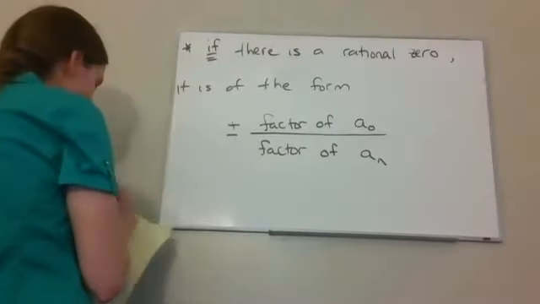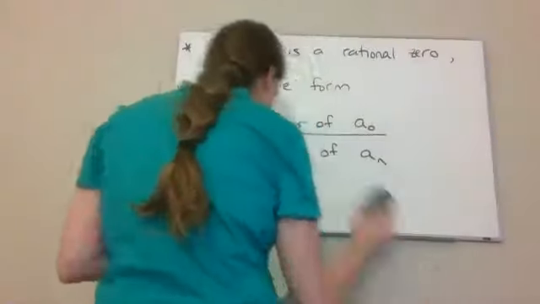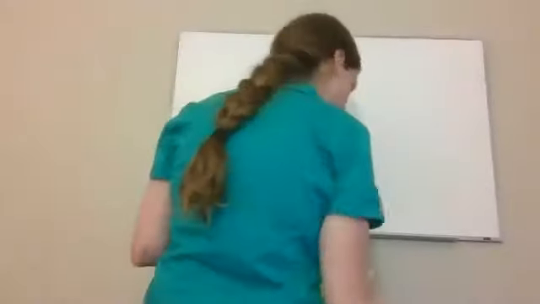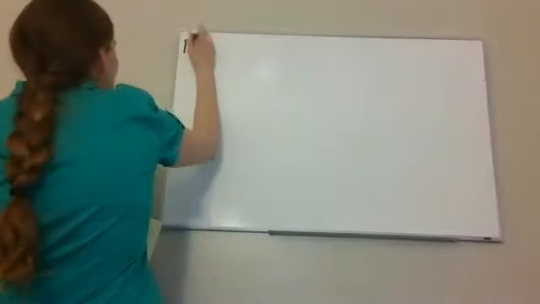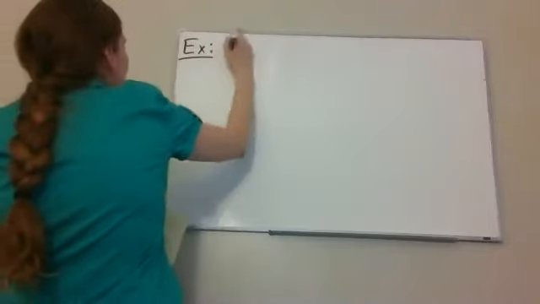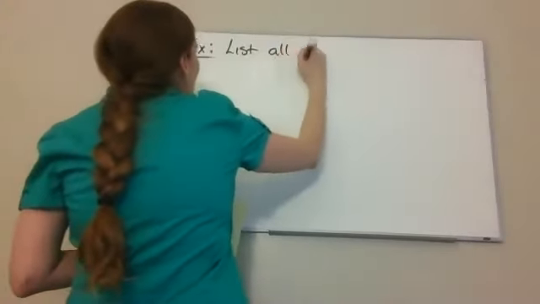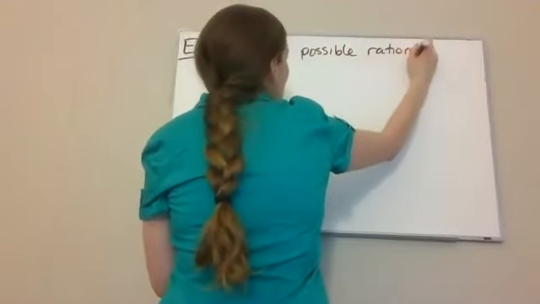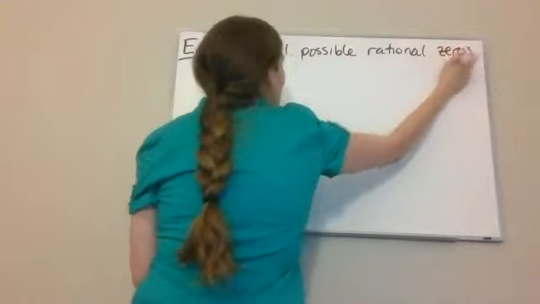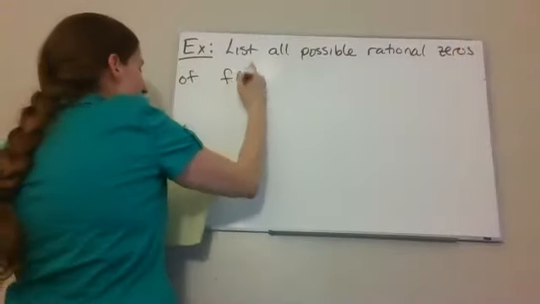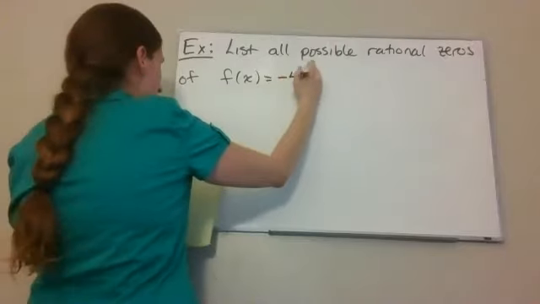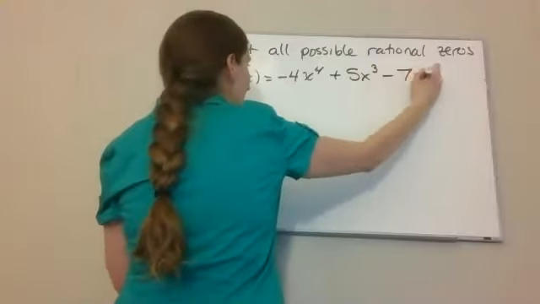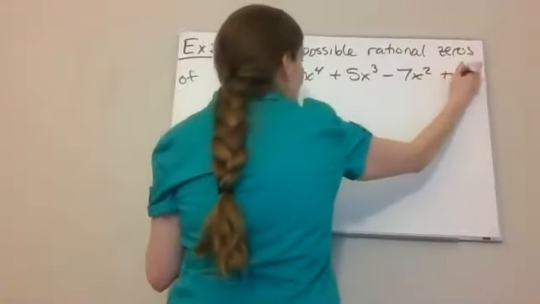So let's go ahead and do an example where we list every single possible rational zero of a polynomial. List all possible rational zeros of f of x equals negative 4x to the fourth plus 5x to the third minus 7x squared plus 8.